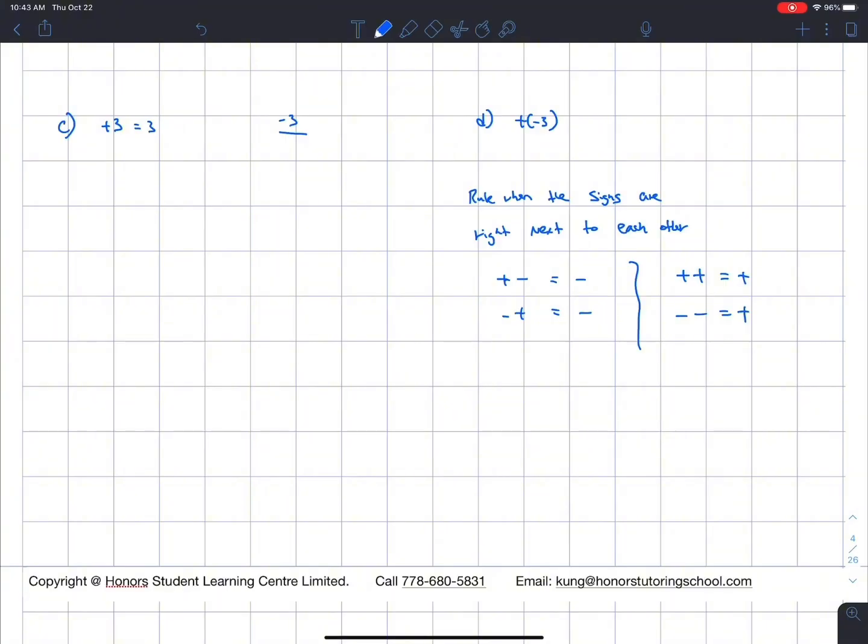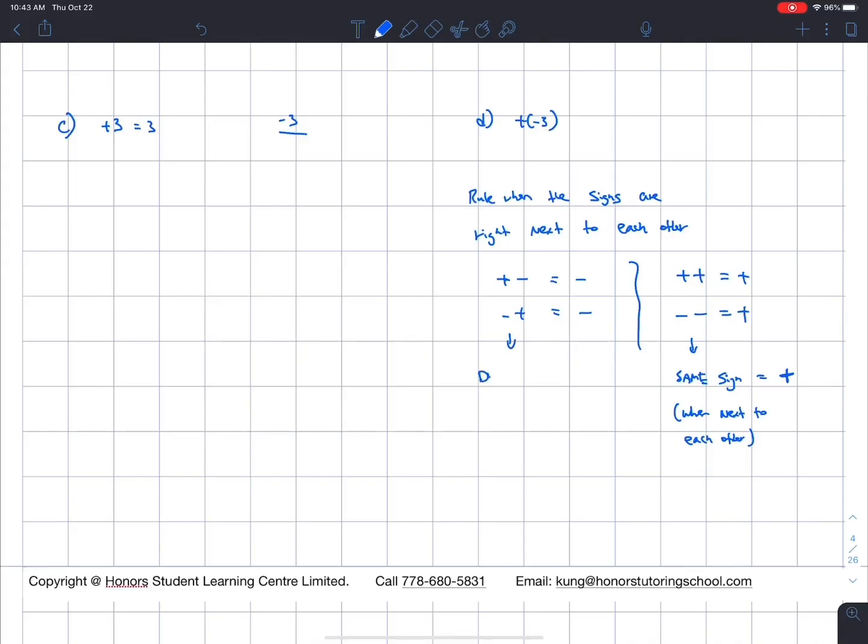So those are the rules that you need to know. So I can really say that if the signs are the same, so same sign, if they are right next to each other, will give you a positive, right? Positive, positive is the same sign. Negative, negative is also the same sign. When next to each other. So this rule only applies when the signs are right next to each other. You need to memorize that.